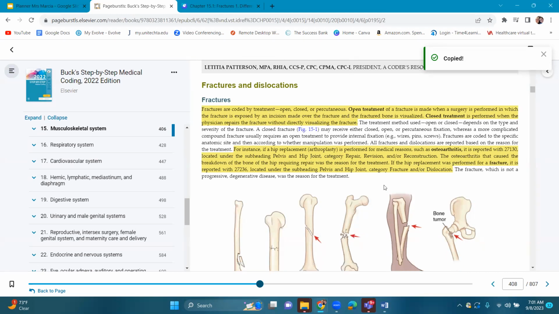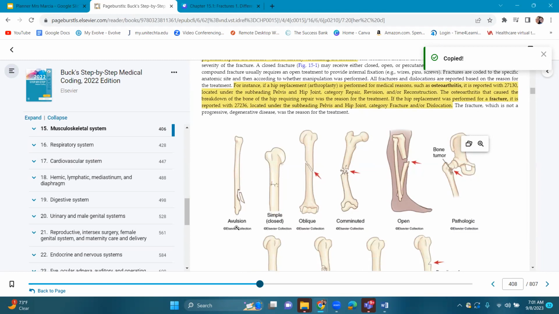So let's look at types of fractures. Let's look at the avulsion. This is in your book again, so you can pay close attention. So it looks like a chip, right? Here's simple closed. It's just a little crack there. Oblique is a separation, but it is a small separation. Comminuted kind of looks like it twists, and there's some fragments there. Then open, there is a complete separation, and the bone is protruding through the skin.